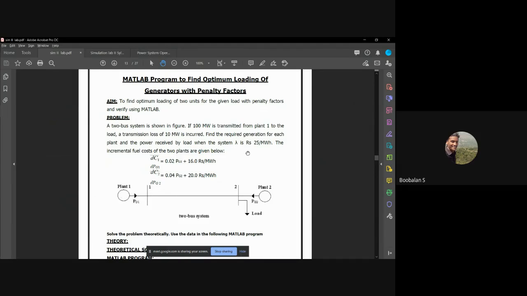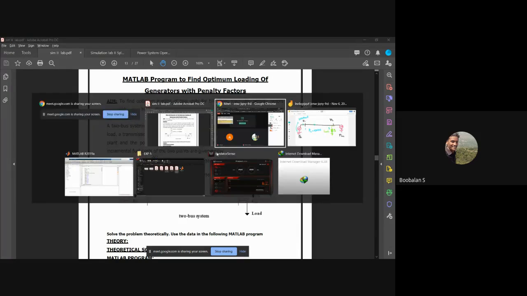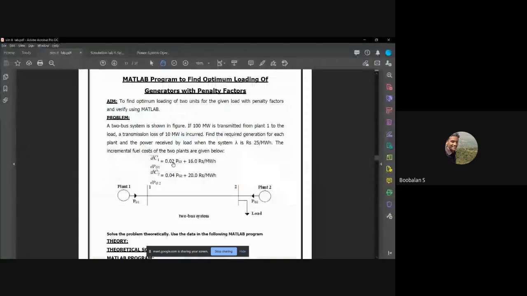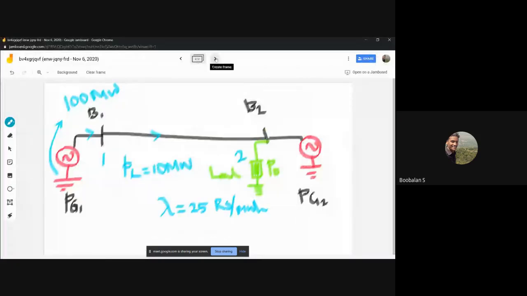We need to find out the generation of each plant and the power received by the system, where lambda is now constant, about 25 rupees per megawatt hour. So these are the data which are given. So lambda is 25 rupees per megawatt hour. These are the data given in our problem, and the remaining things are also given, that is, incremental fuel cost. Just note it down, incremental fuel cost is also given.